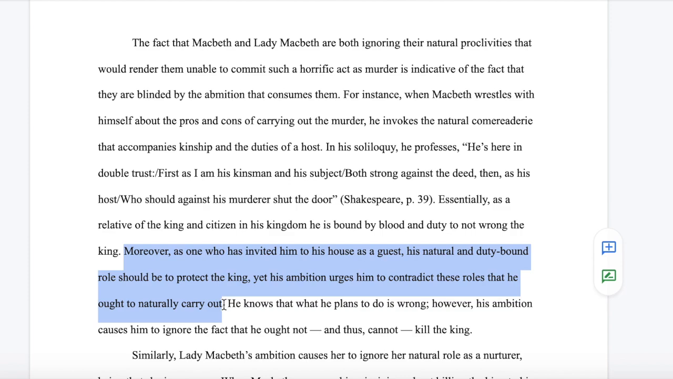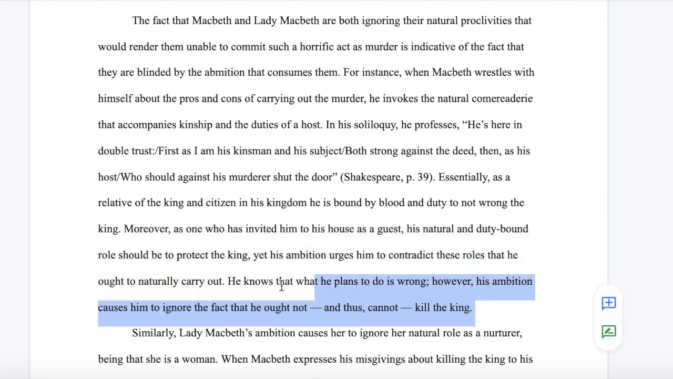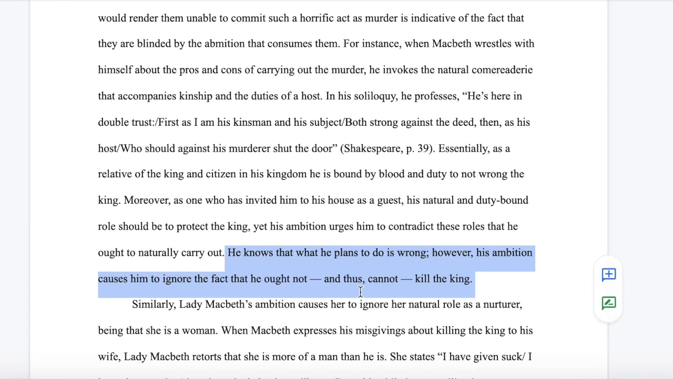and it's also urging him to go against his nature because as a person he would naturally want to fulfill his roles, not do something to defy any of those roles. And then I state all of that over here in this last sentence. And notice how there's no transition to the next paragraph.